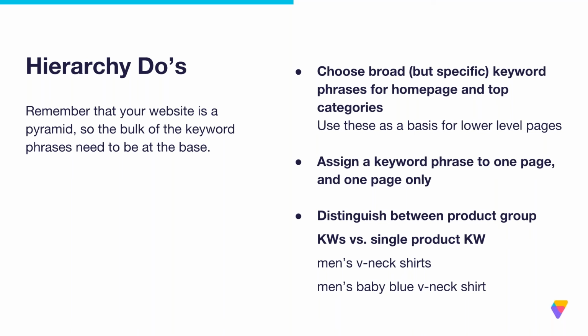And lastly, make sure you're distinguishing between the product group keywords versus the single product keyword. So in this example, we've got men's V-neck shirt. This could be a keyword phrase for one of your category pages, while men's baby blue V-neck shirt could be one for a specific product page within that category. So you'll want to just get as specific as you can.